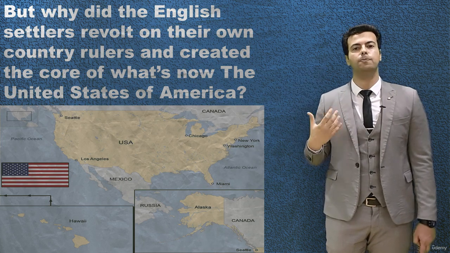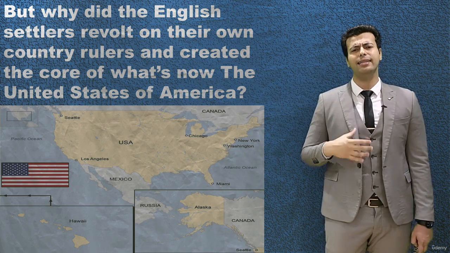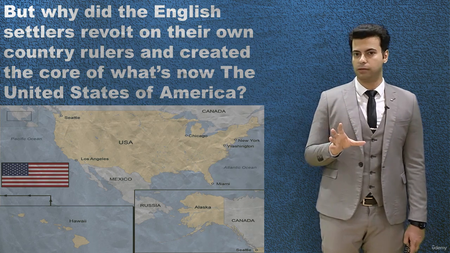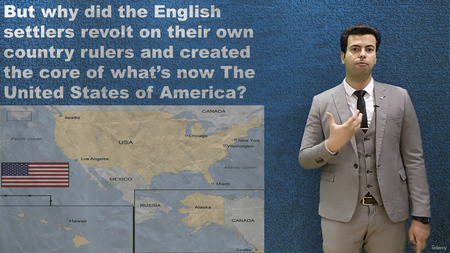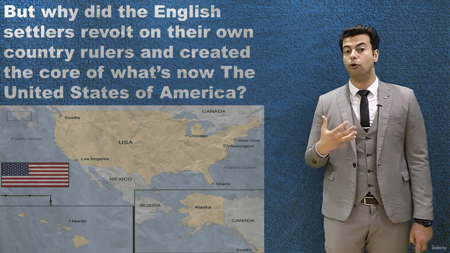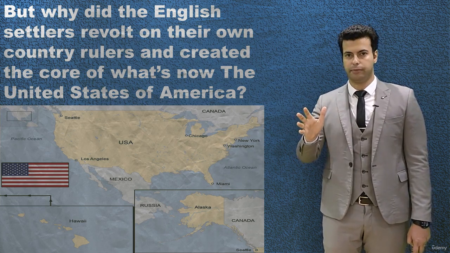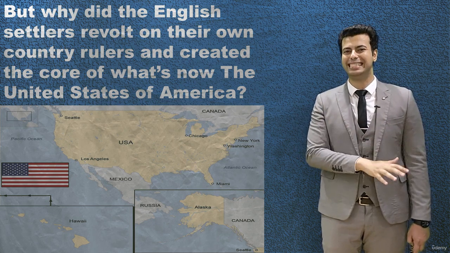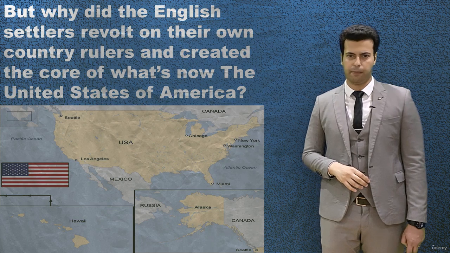A country where most people speak English. But why did the English settlers revolt against their own country's rulers? They are Brits, they are from Britain. Why did they revolt against their fellow British people and create the core, the first 13 states of what's now called the United States of America?